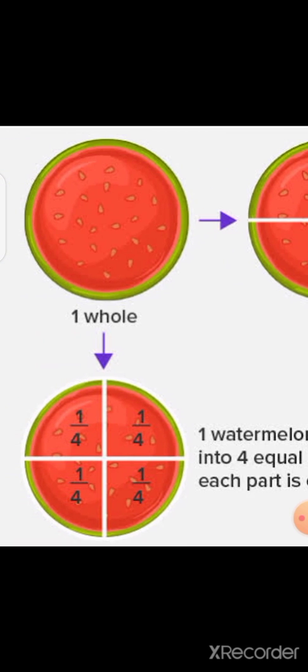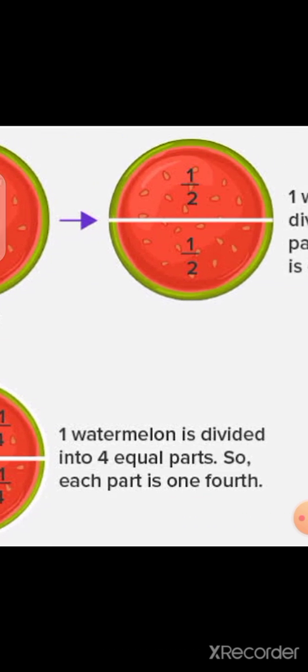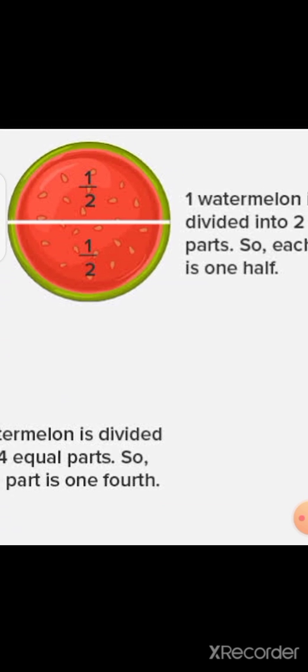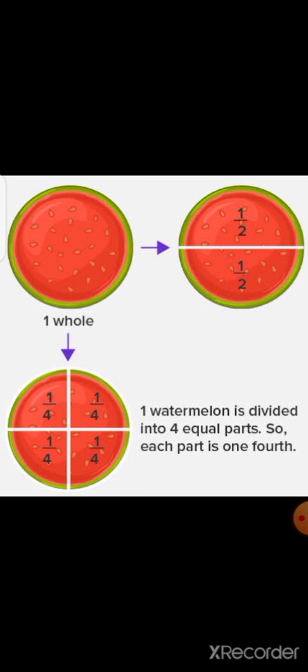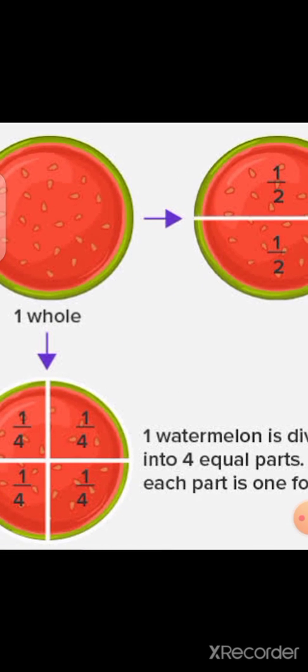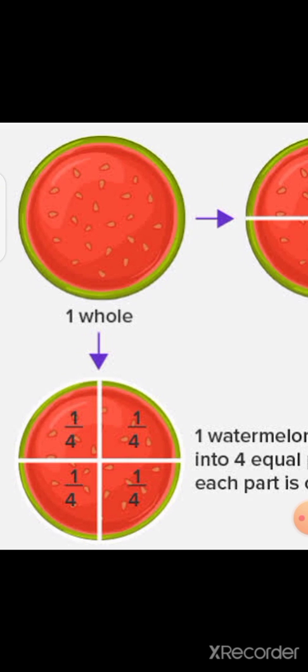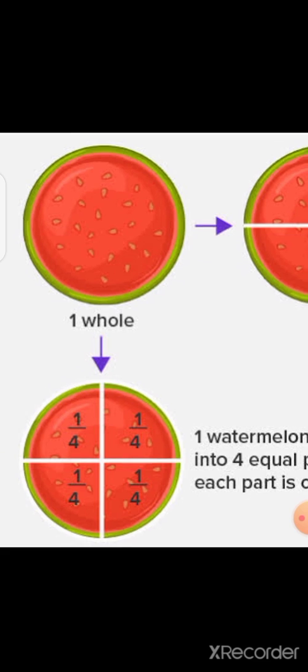Here are watermelon, one whole. This is cut into two equal pieces and each part is called, very good, 1 over 2. And this one is divided into 4 equal pieces and each part is called 1 over 4 or 1 quarter or 1 fourth.